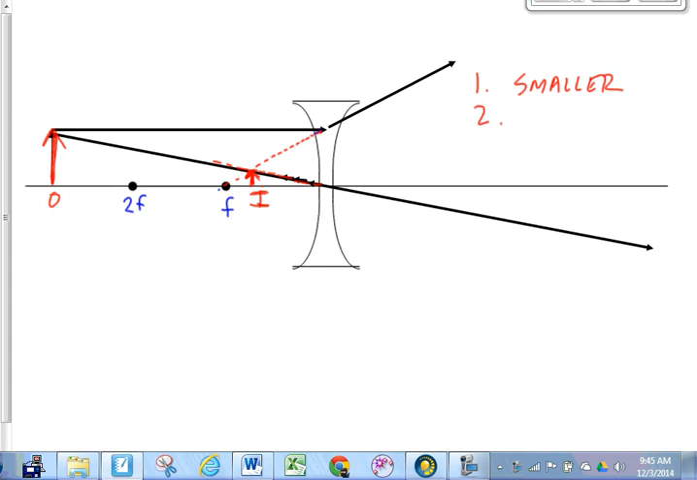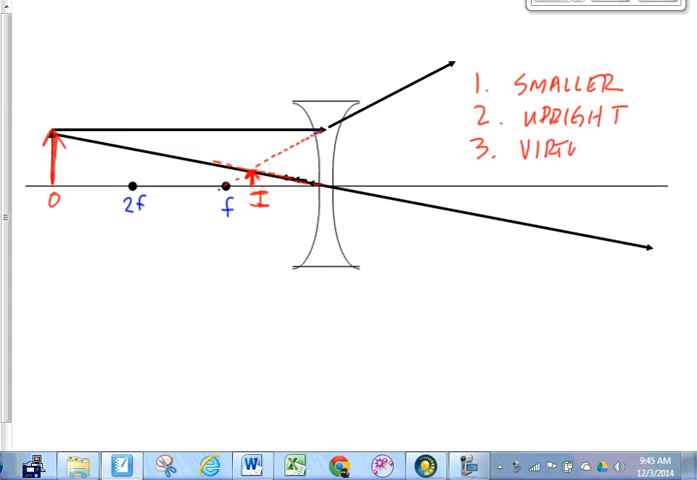Is the image right side up, or is the image upside down, Daniel? It's right side up. We're going to say that's upright. And finally, is the image real or virtual? Maria, think you know this one? Why would you say it's virtual? Good. It's virtual, which means it can't be projected onto a screen.